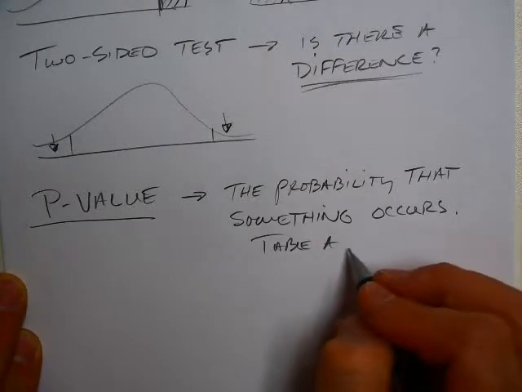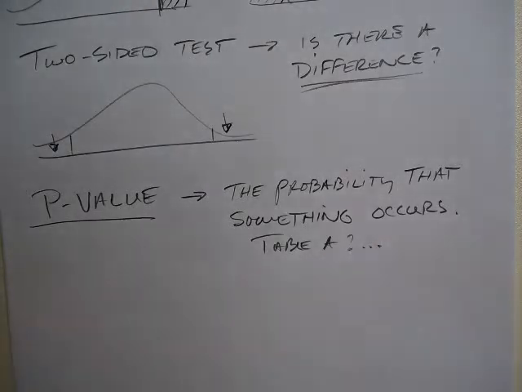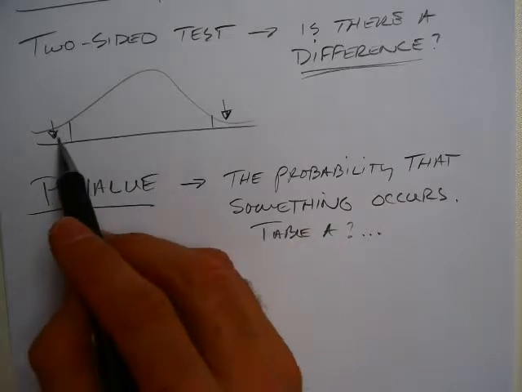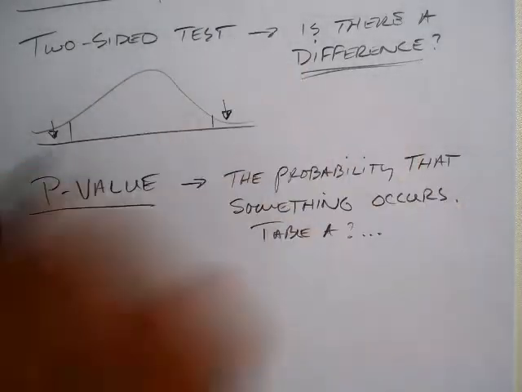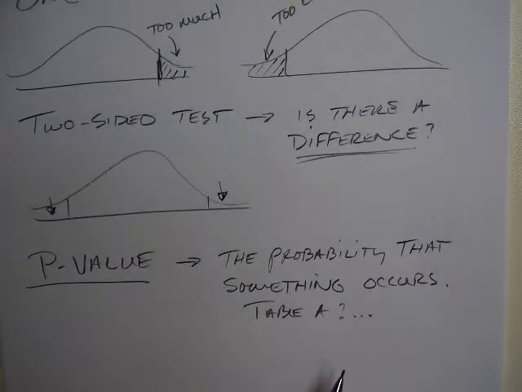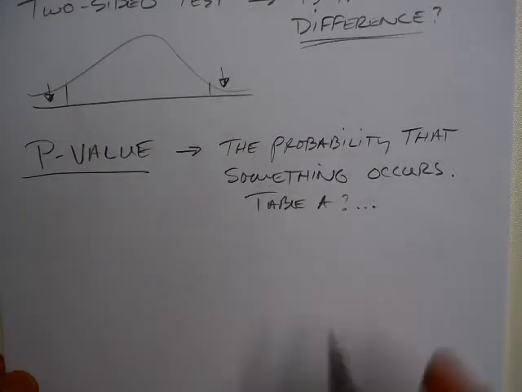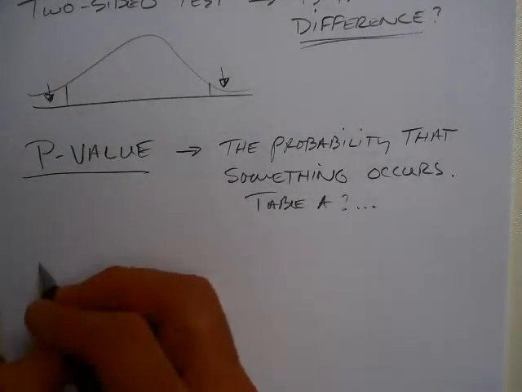Table A, right? What do we have to do when we're pulling a value off Table A? What have we done all along? When in doubt, standardize. Yeah, so really this is just standardizing. But the p-value is the probability that something occurs. If the probability that something occurs is in a tail somewhere, that's probably a problem.